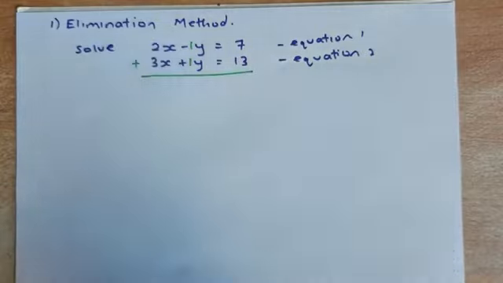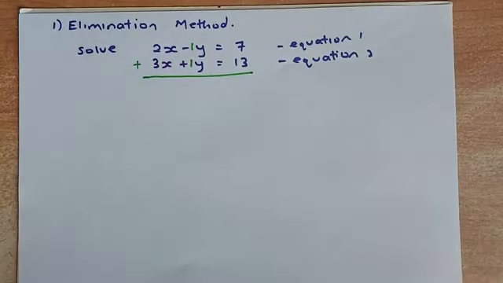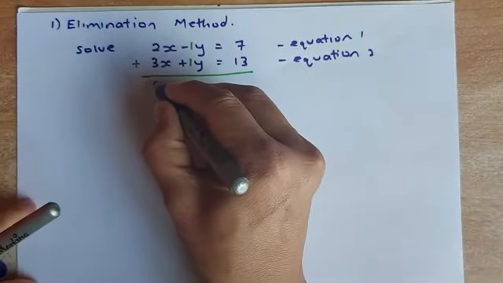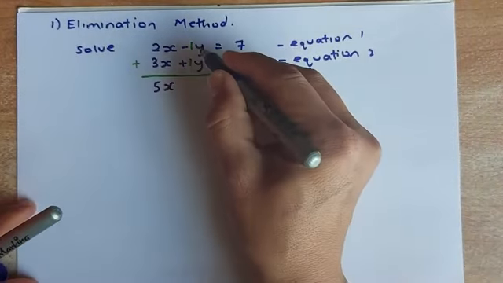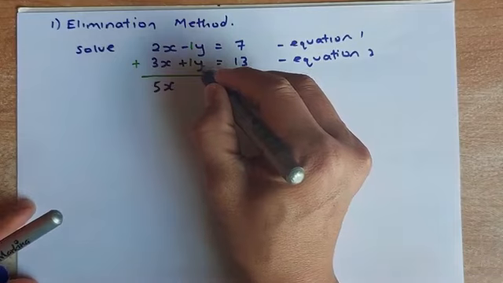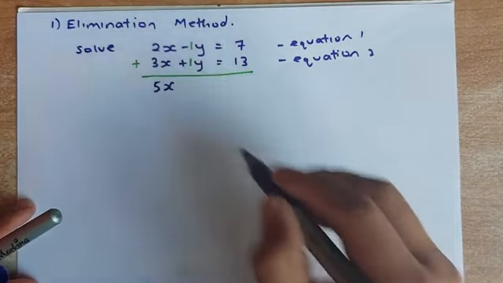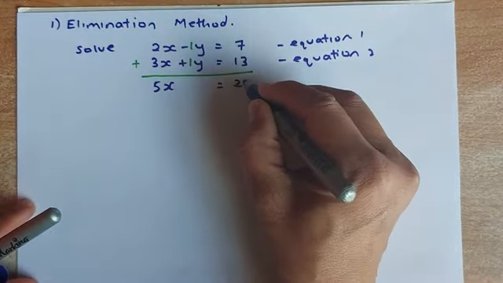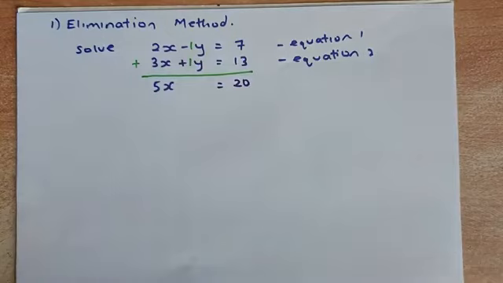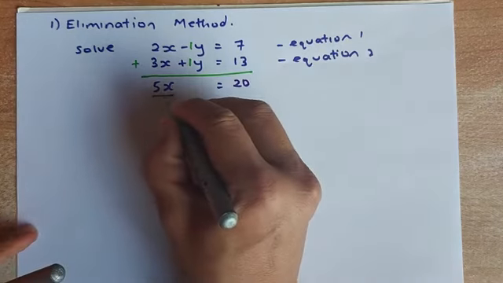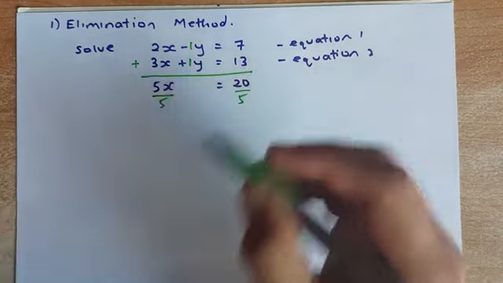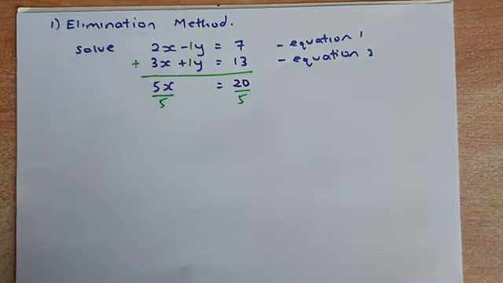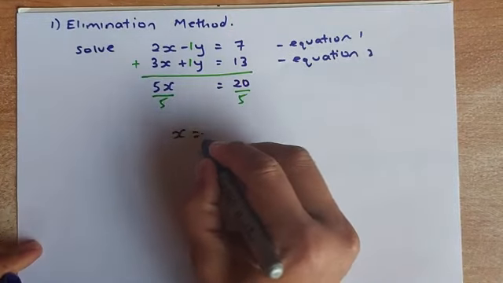When we add the equations, 2x plus 3x becomes 5x. Minus y plus 1y will be eliminated, so they'll be cancelled out. And then 7 plus 13 is 20. Then the next step of the solving, to get rid of the 5, you divide by 5, and then you have solved your x. So x equals 4.